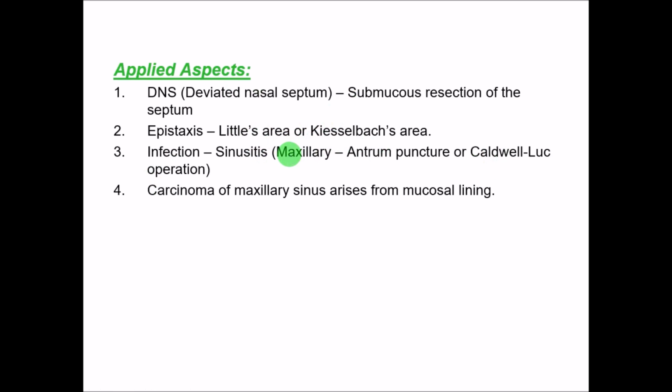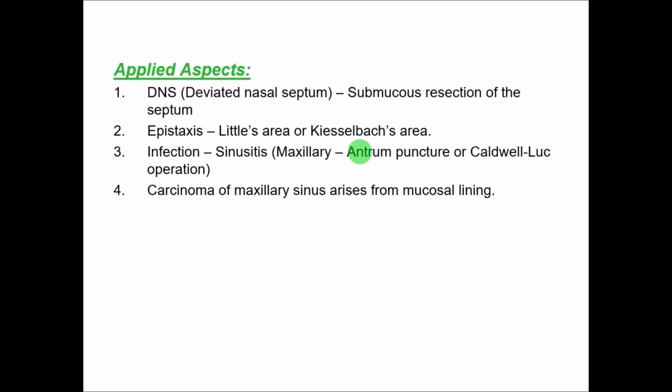Infection, and if it becomes chronic and is very difficult to treat with antibiotics and other things, then they go for surgery. And there are two kinds of surgeries where they do the antral puncture itself, or there is also the Caldwell-Luc operation, through which they try to drain the excessive production of mucus within the maxillary sinus.